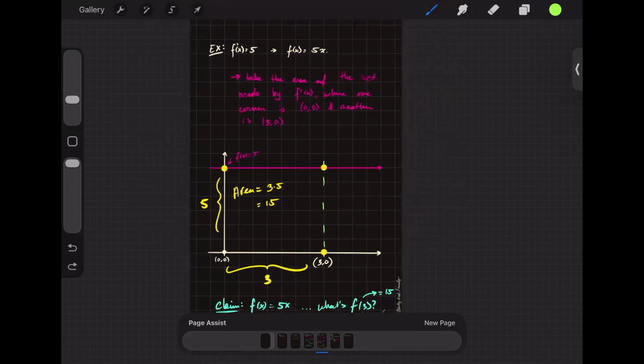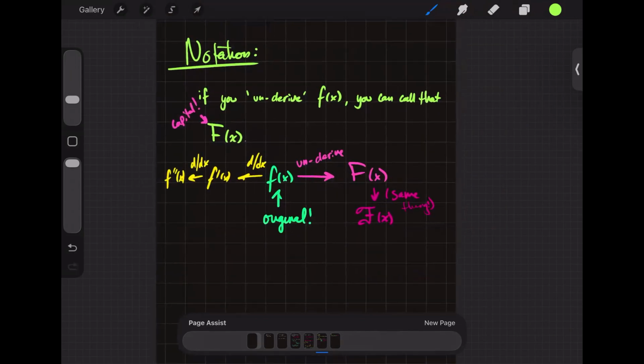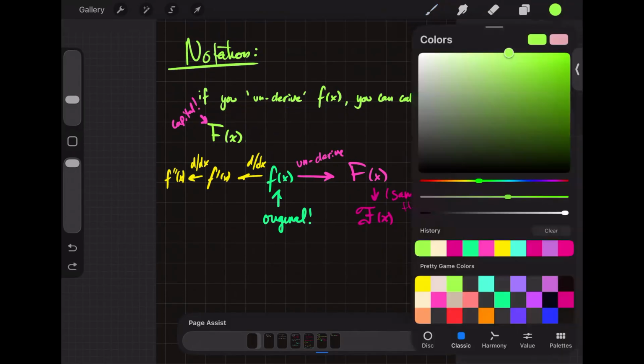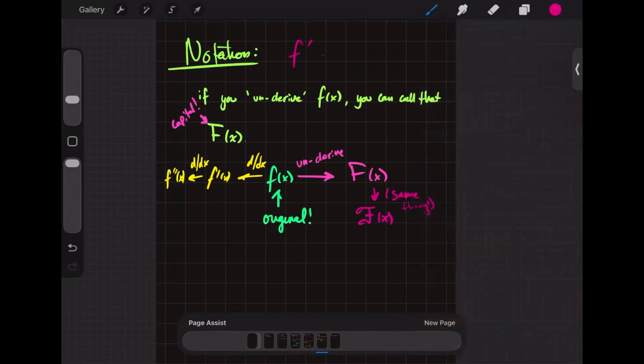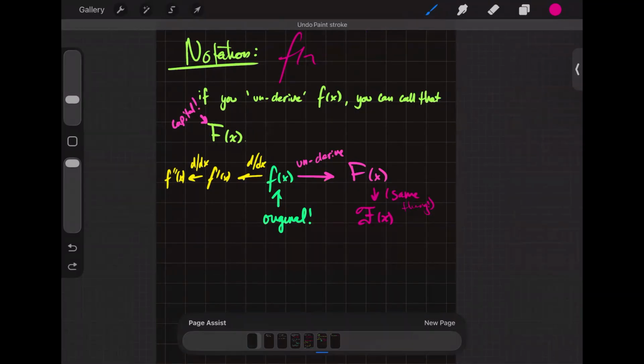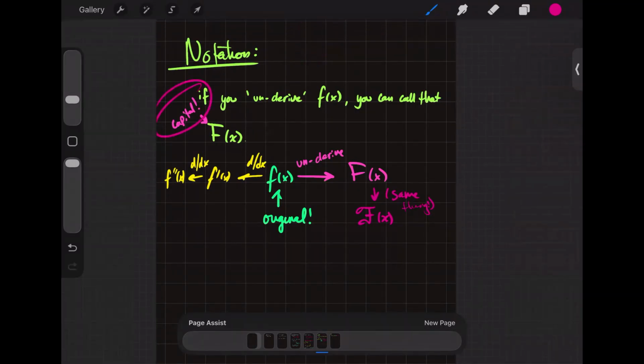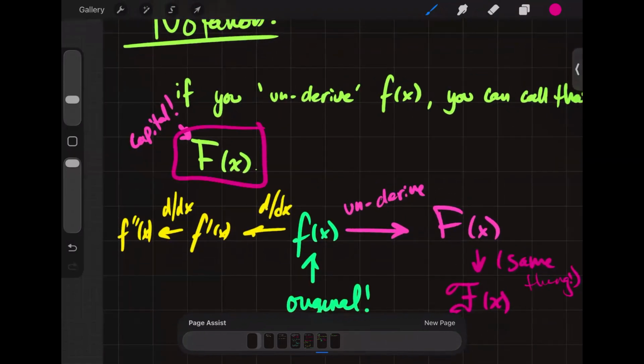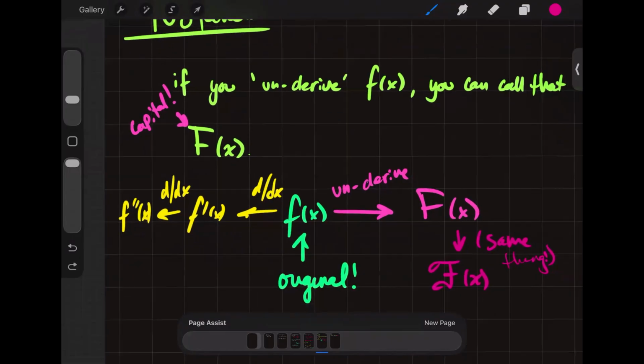Fascinating even. Let's do a quick notation detour and we'll get into why this works. Okay. So if you underderive some function f of x, if you notice up until this point, I've been going from f prime to f, right? But what if I just said, oh, f of x is equal to whatever, and I want you to underderive it? To do that, I'm going to have you call that big F of x, or capital F of x, written like this.